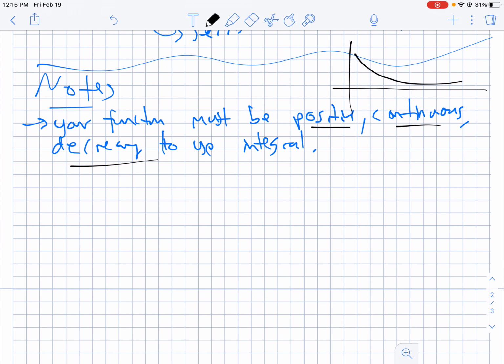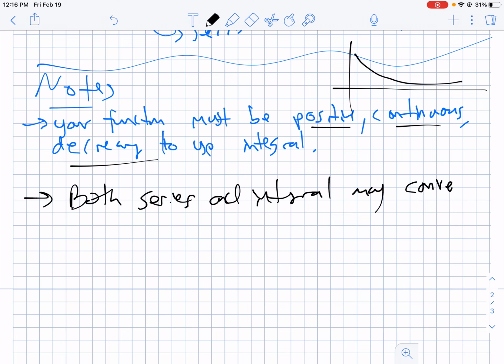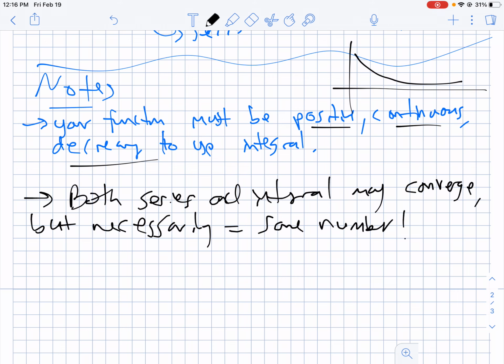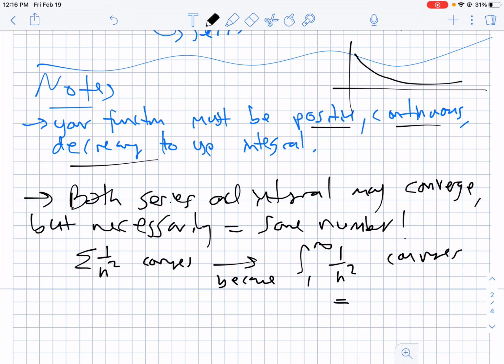Just a couple other notes to be aware of. Both the integral and the series may converge, but they're not necessarily equal to the same number. In fact, they are almost never equal to the same number. I can only think of one real exception to that. For example, we know that the series of 1 over n squared converges, because we know that the integral from 1 to infinity of 1 over n squared converges. Now, if you do this integral like we did in the last chapter, we know this integral is 1.